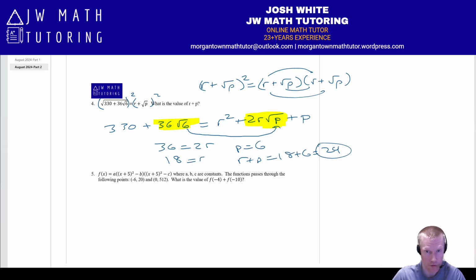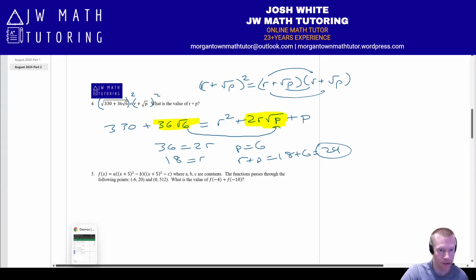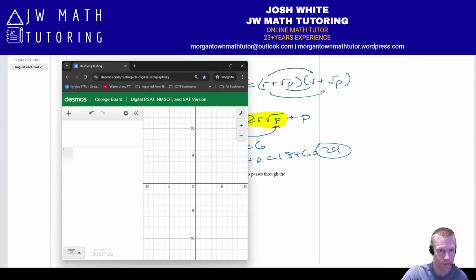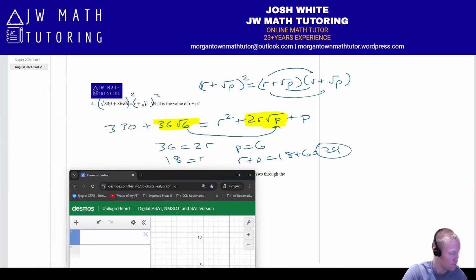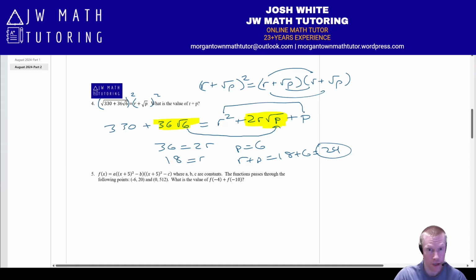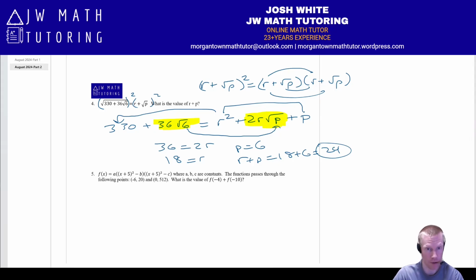Now, just to confirm that this is correct as well, if you take r squared, which is 18 squared, and you add to that p, which is 6, notice you get 330. So these two terms here do equal 330, which matches this number that's out in the front. That just confirms we have the right number. So the correct answer for this is just 24.